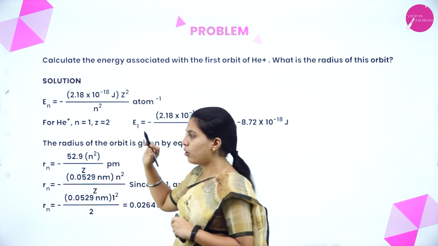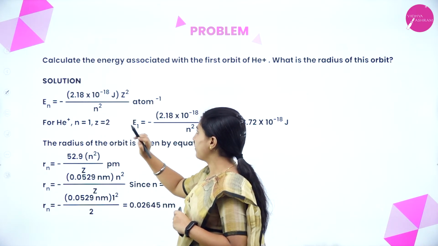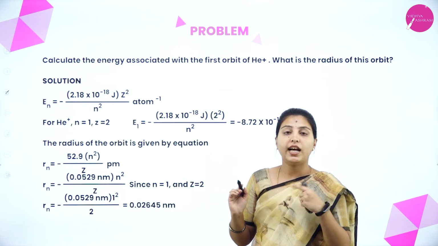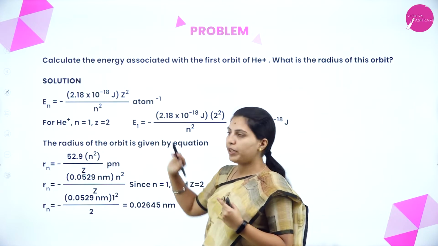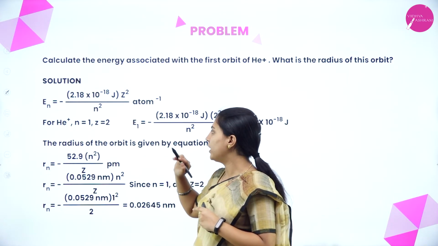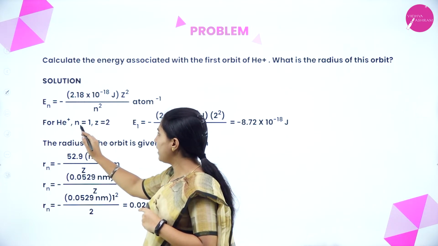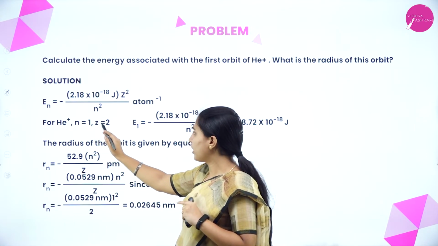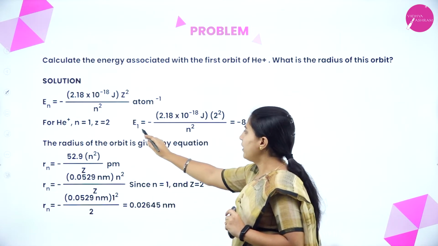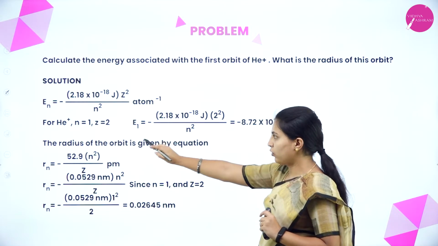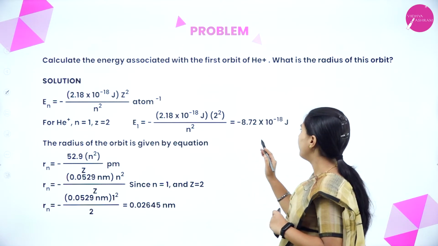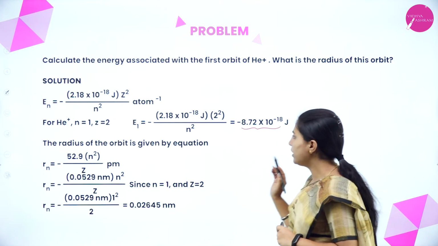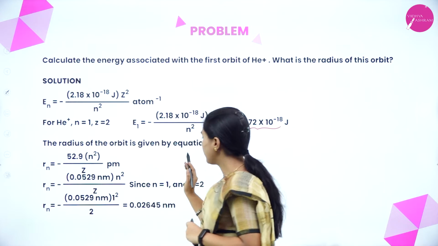This is the constant by n square, z square by n square. We have seen the formula for hydrogen-like atoms using atomic number, and that formula we have used here. For He plus, n equals 1, z equals 2. That is, it will be in the first orbit, and the atomic number is 2. After substituting those things into the formula, we will get minus 8.72 into 10 to the power of minus 18 joules.